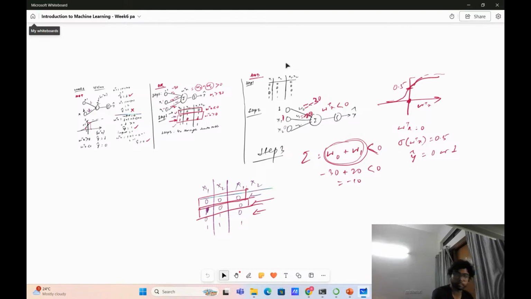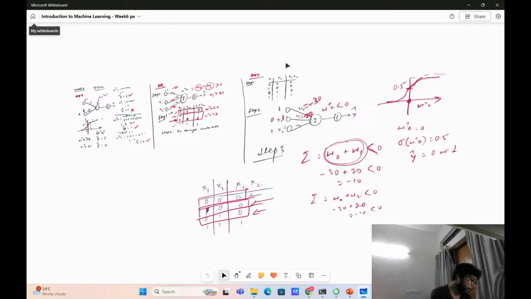Okay, this row. If you take the summation, x1 is 0 and x2 is 1, so the summation will be w0 plus w2. We want this to be less than 0 because the output y hat has to be 0. So w0 is minus 30, and again we can take w2 to be 20. Then it's minus 10, which is less than 0. It satisfies the condition.